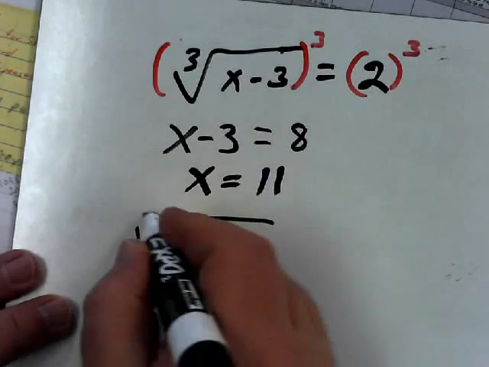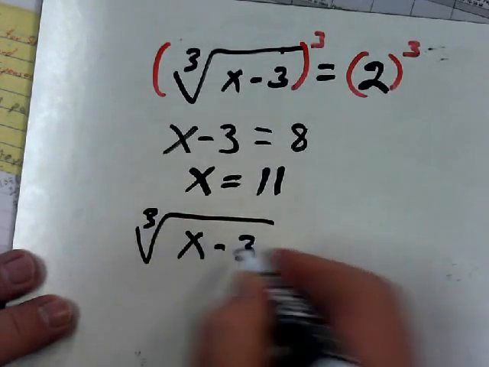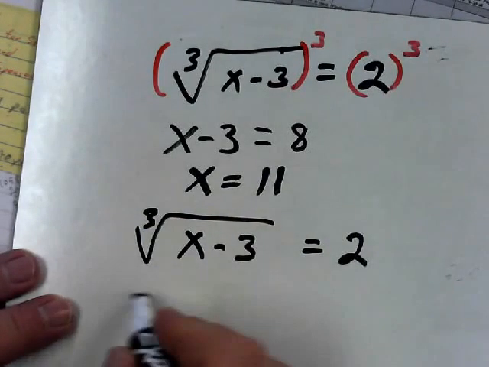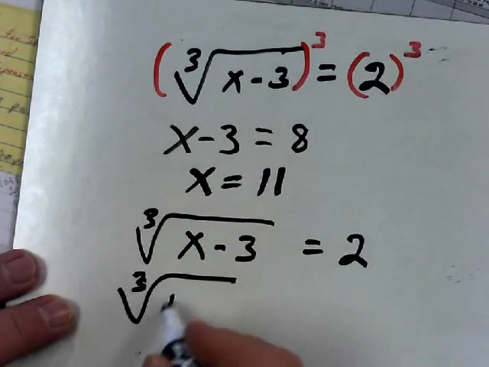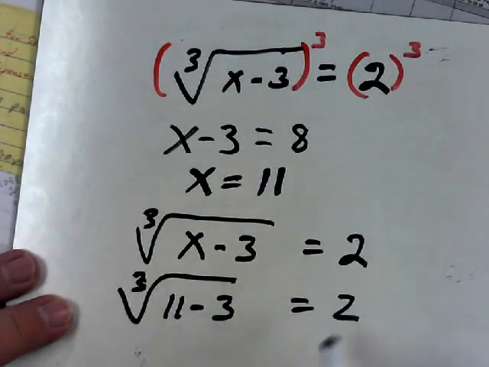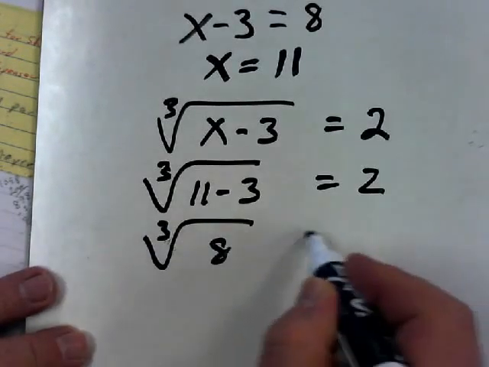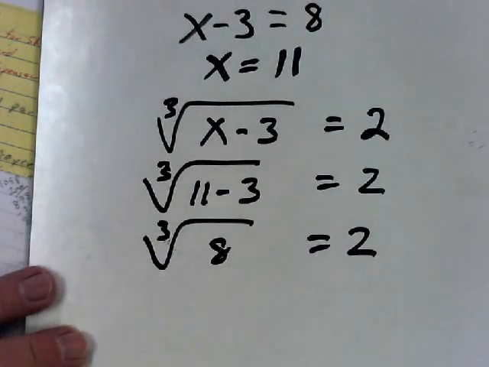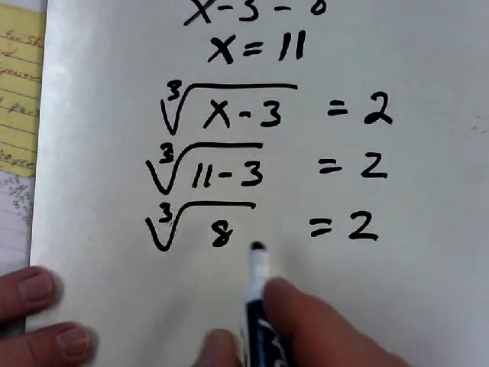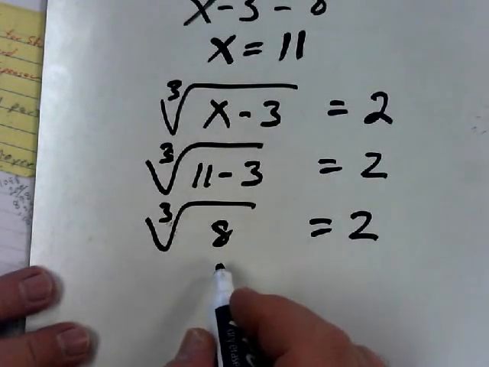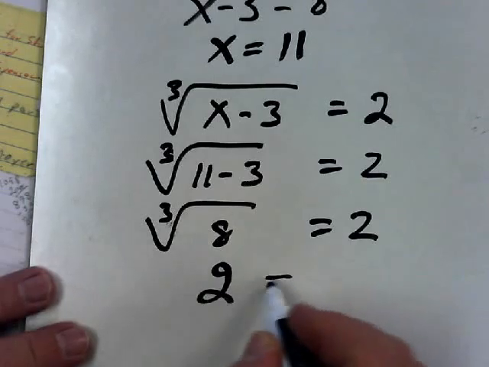Okay, take the original problem, put it in. 11 minus 3 equals 2. So it would be the cube root of 8 equals 2. What's the cube root of 8? 2. So does 2 equal 2?